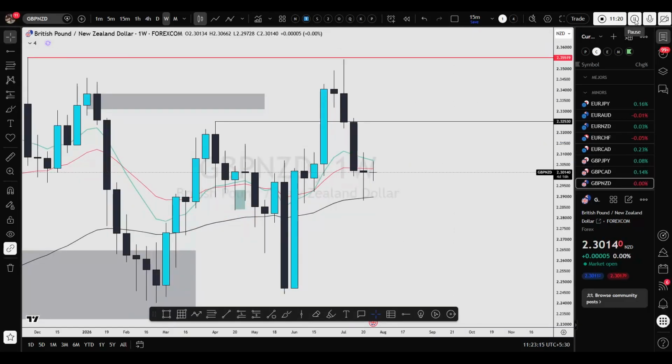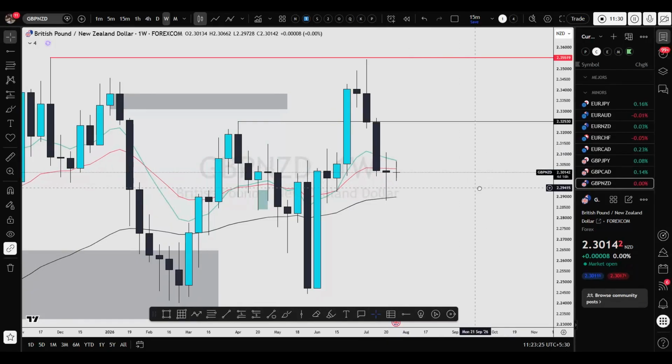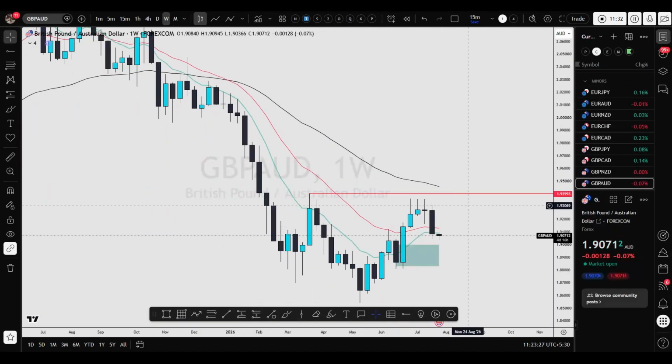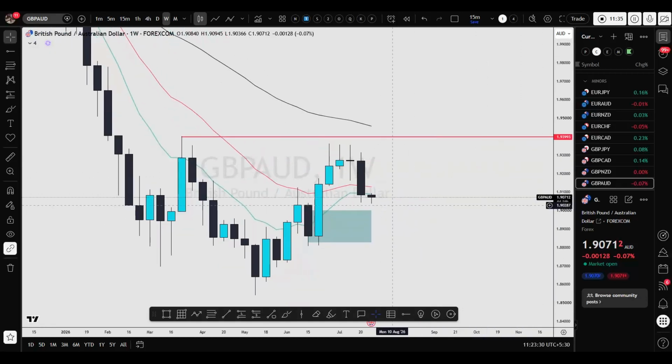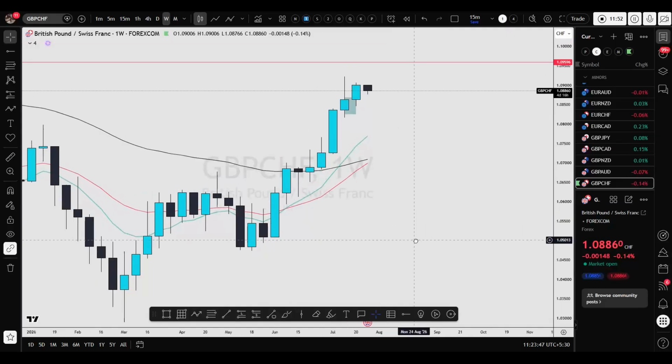GBP NZD, nothing clean over here. If the price is closing as a bearish candle, we can't target towards the previous weekly high, so it's a skip. The EMA environment is still bearish in GBP AUD. Price managed to close below the previous weekly low, and we are already clearing the previous weekly low. So it's a skip for me, even though I'm looking for something like this in the long term. But still, let's see what's going on in GBP CHF.